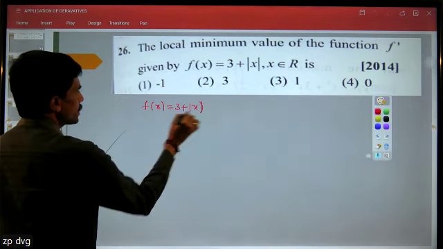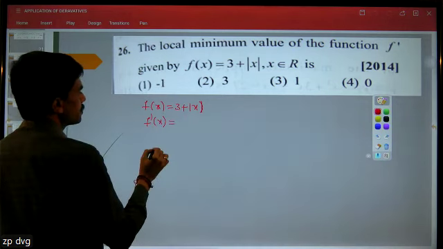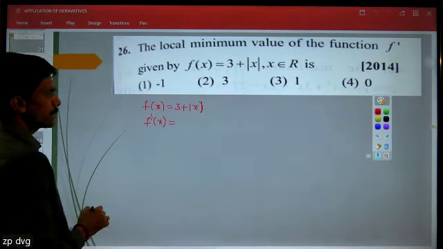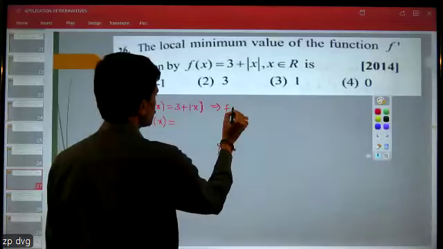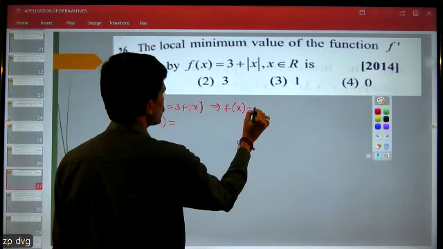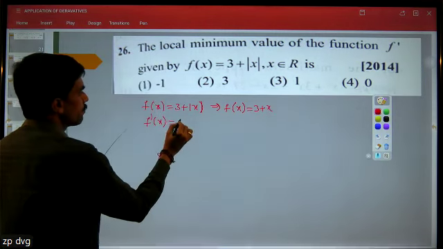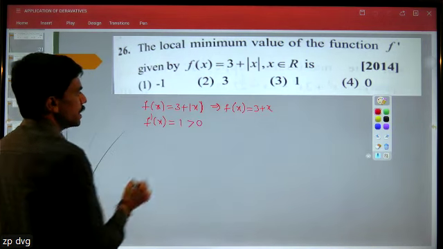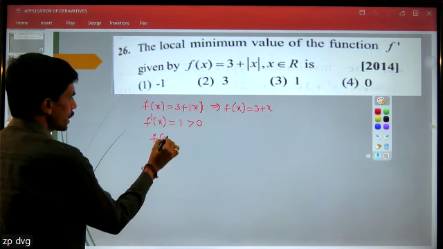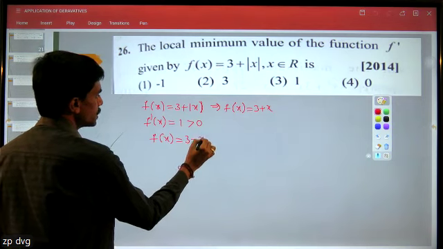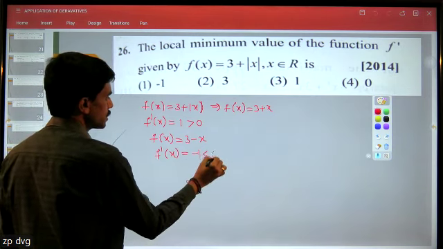So f of x equal to 3 plus mod x they given, f dash of x we have to find. For this, first we take mod x as plus x, because mod x is equal to plus or minus x. So f of x equal to 3 plus x, the derivative is 1. So f dash of x is greater than 0. For the other case we take mod x equal to minus x, so f of x equal to 3 minus x. Then f dash of x is equal to minus 1, which is less than 0.